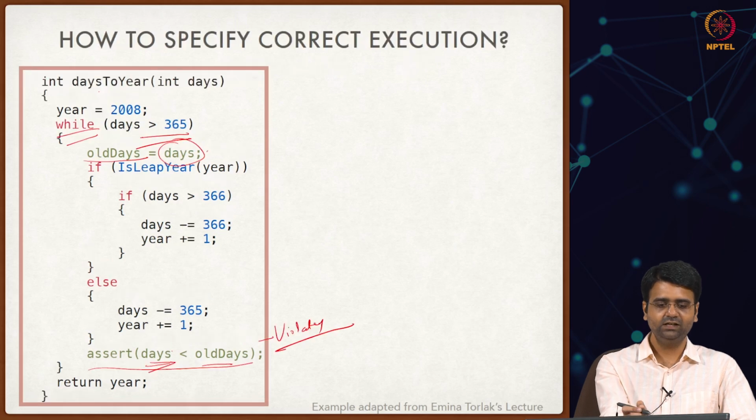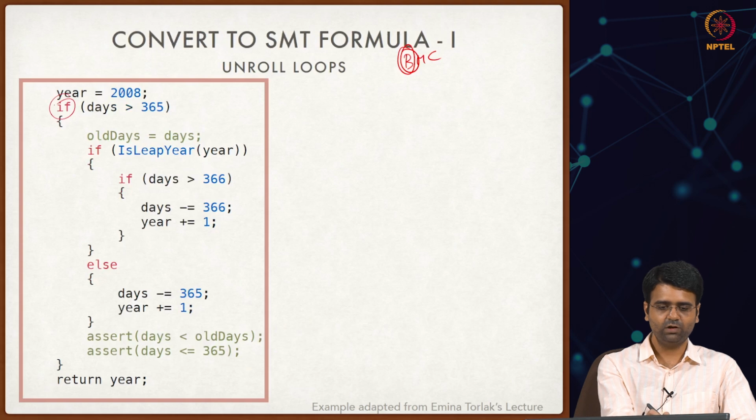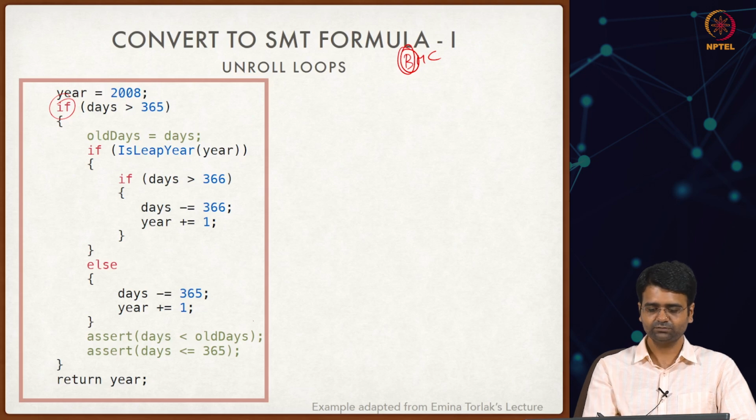If you look at this code, this while loop has been converted into an if block. So we are saying if days is greater than 365, then you enter the iteration. So this is the first iteration, and then we are not going to revisit this particular while block again, which means I have converted the while to if. So you will only at max visit one iteration, and again we have the same assertion. So we are logging the value of days in this old days variable, and then we are asking whether or not days is less than old days.